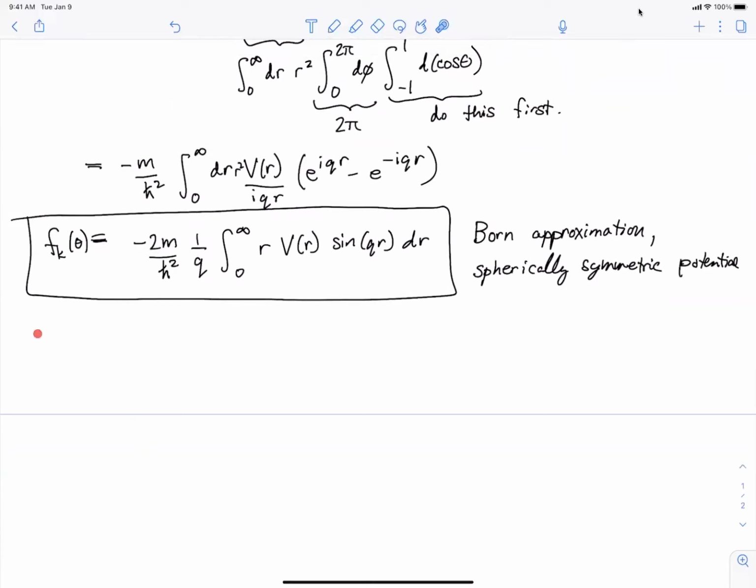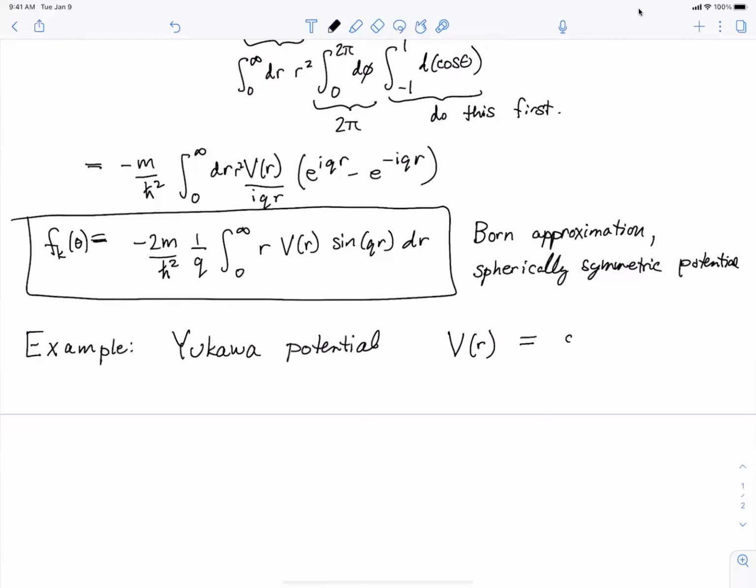Okay, so let's do a classic example that's actually quite useful. And this is called the Yukawa potential. And so in the Yukawa potential, this is going to be spherically symmetric. And it's going to involve two parameters. One of them is just an overall factor that we're going to call g. And then there's an exponential of minus r over a. a is some distance scale or some length. And then we're going to divide by r.